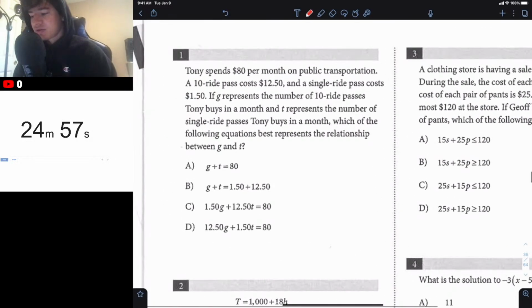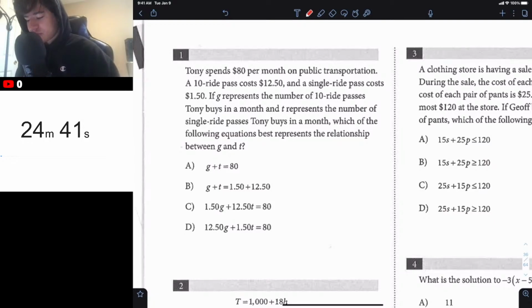Tony spends $80 per month on public transportation. A 10 ride pass costs $12.50, and a single ride pass costs $1.50. If G represents the number of 10 ride passes Tony buys in a month, then T represents the number of single ride passes Tony buys in a month. Which of the following best represents the relationship between G and T?